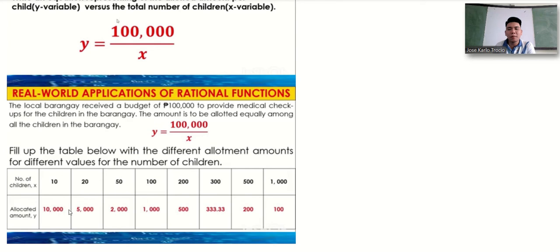Where did we get the 10,000 pesos? Very simple, 100,000 divided by x, that is 10,000 pesos. 100,000 divided by 20, that is 5,000 pesos, and so on. Very simple, very straightforward. So again, you have these functions, and you have the values of x, which is also our input. It is up to you to assign, or to list the data that you have in that barangay.